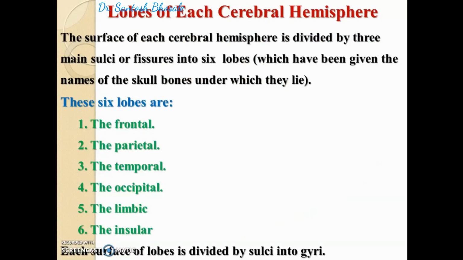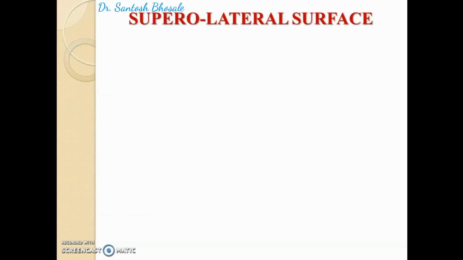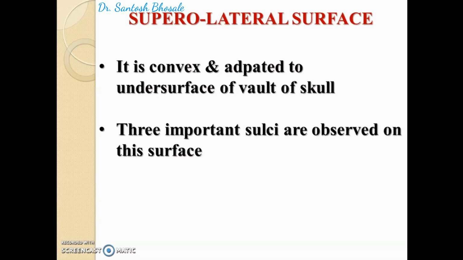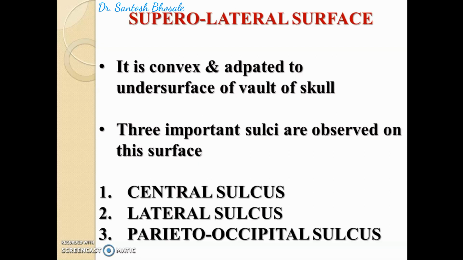Now coming to the lobes, each cerebral hemisphere is divided into 6 lobes by the 3 main sulci and gyri. There you can see the 6 lobes here: the frontal, parietal, temporal, occipital, limbic, and insular lobe. Coming to the surfaces, the superolateral surface is convex and adapted to the undersurface of the vault of the skull, and 3 important sulci are observed on this surface, that is central sulcus, lateral sulcus, and parieto-occipital sulcus, which help us to demarcate the different lobes of the cerebrum.